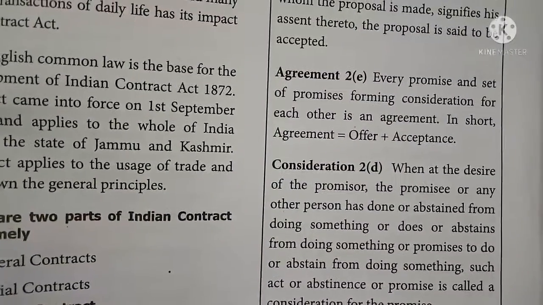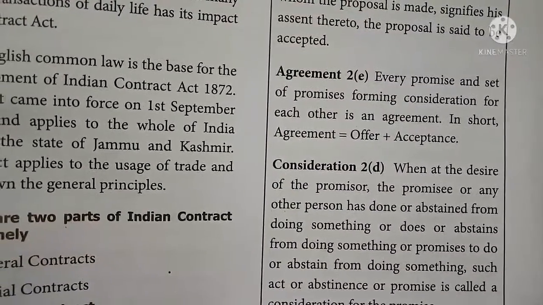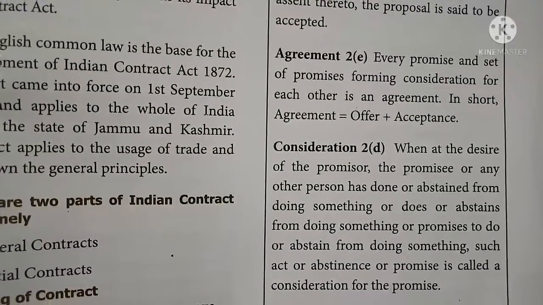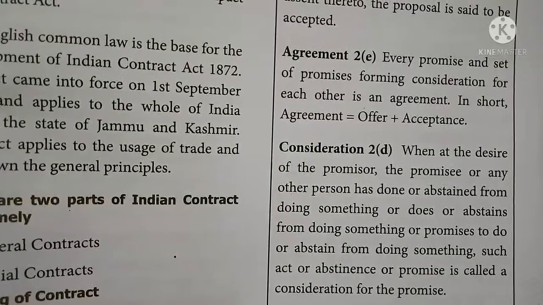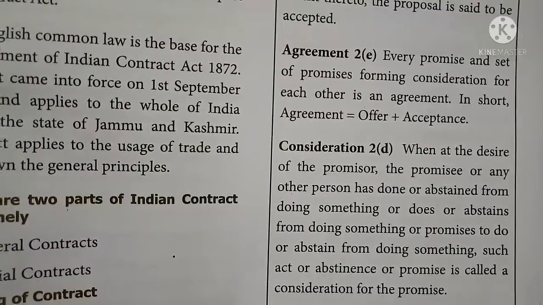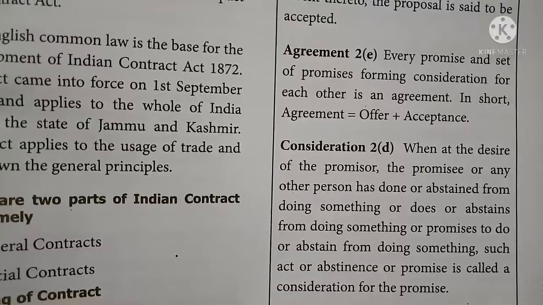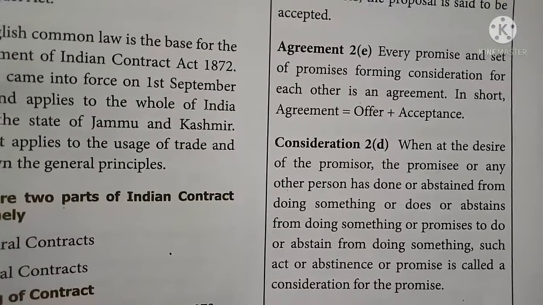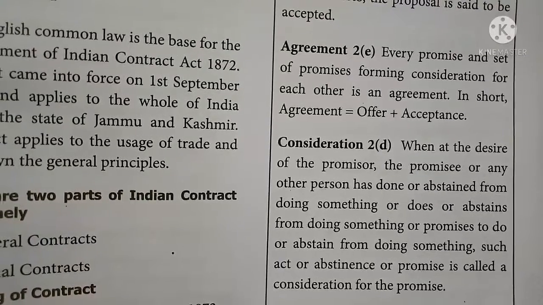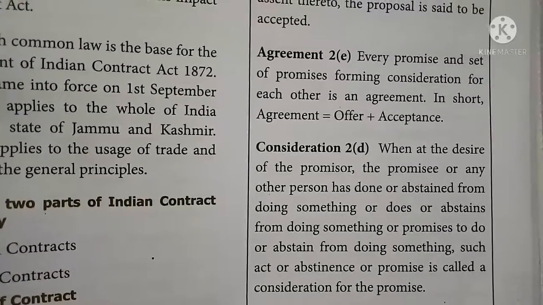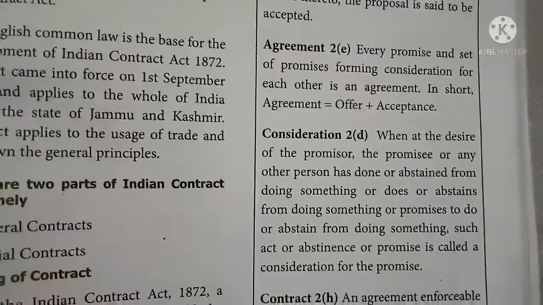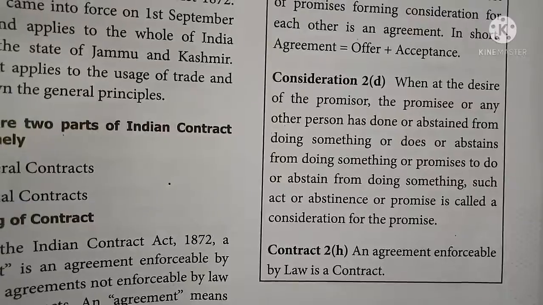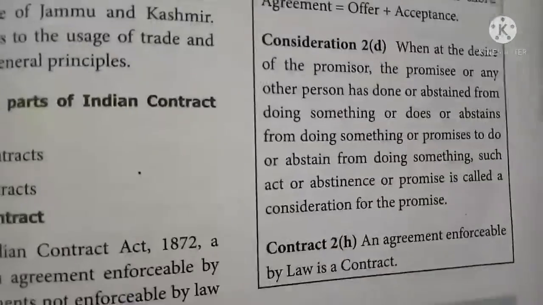Consideration: when at the desire of the promisor or any other person, something has been done or abstained from, or is done or abstained from, or is promised to be done or abstained from, such act or abstinence or promise is called consideration for the promise. So contract means an agreement enforceable by law.